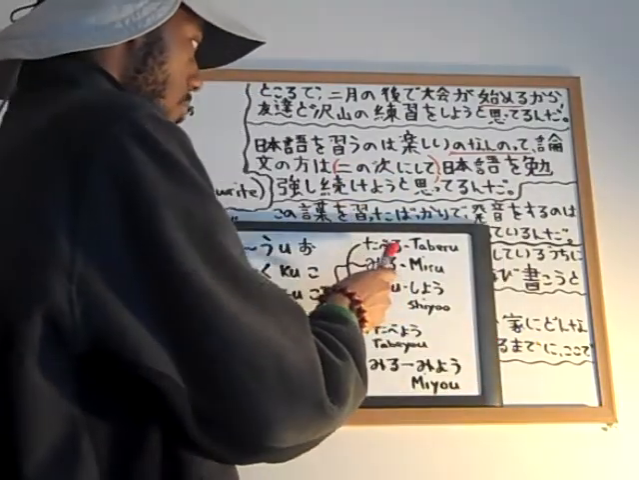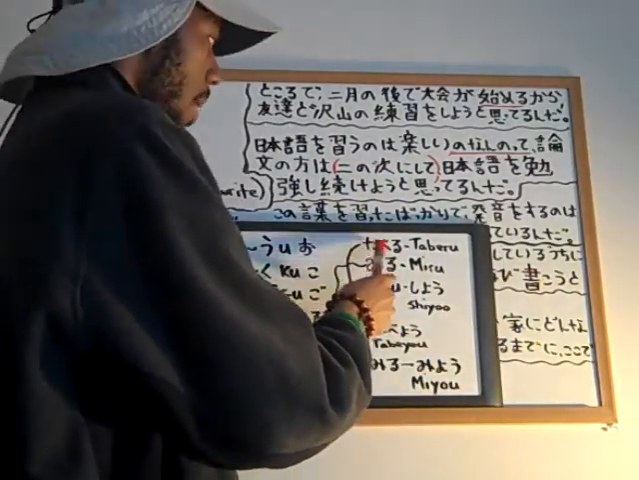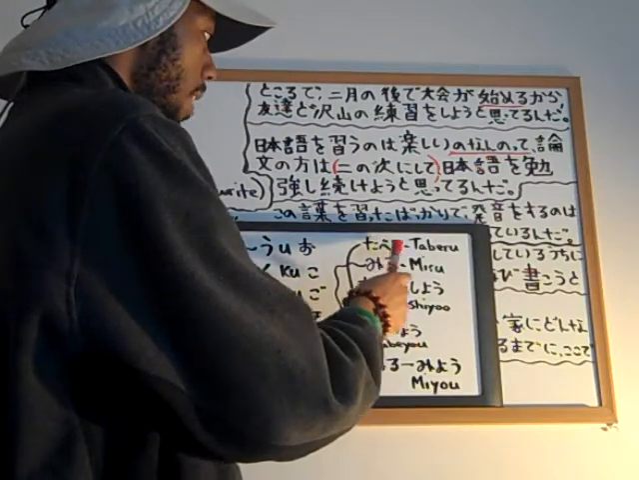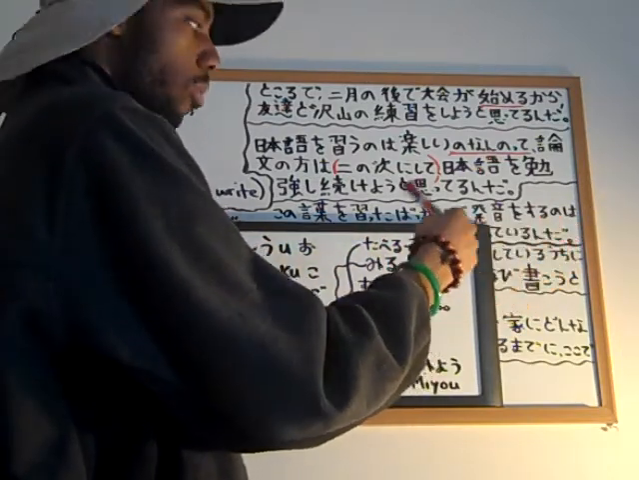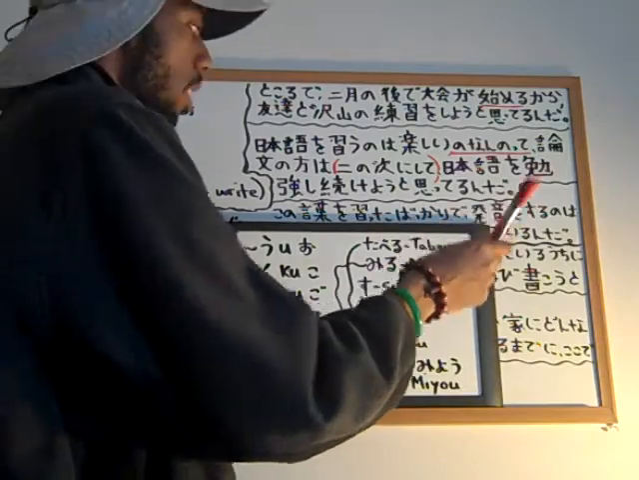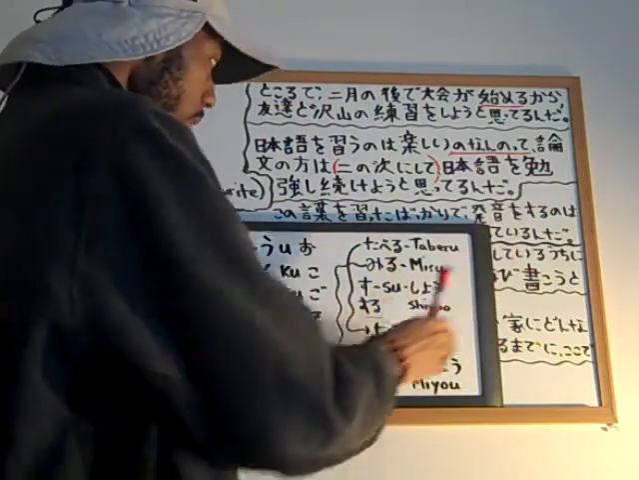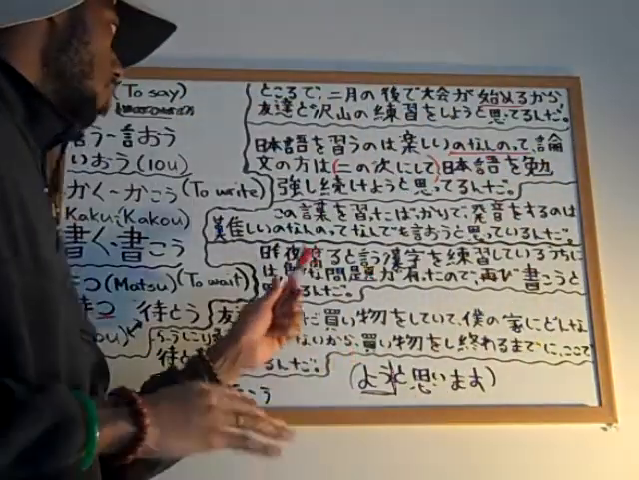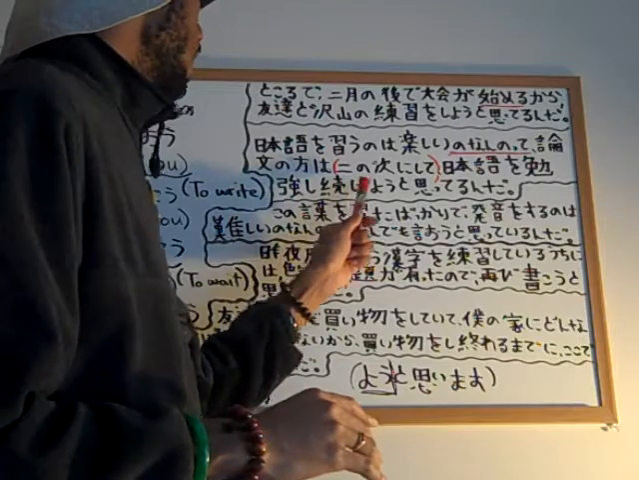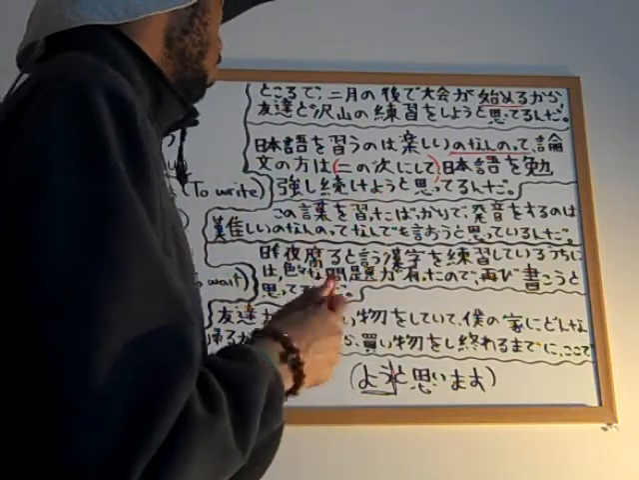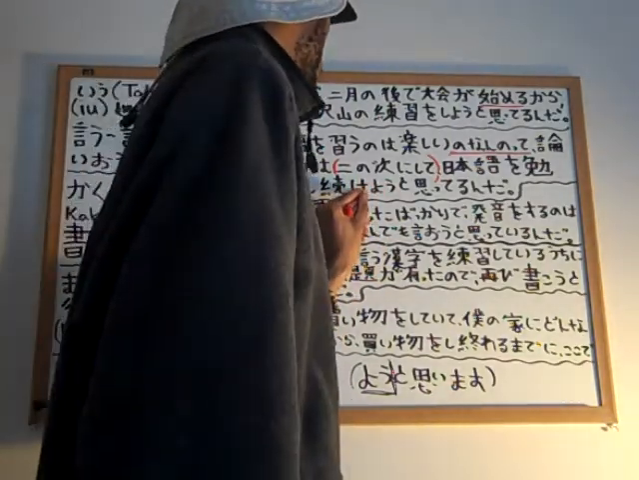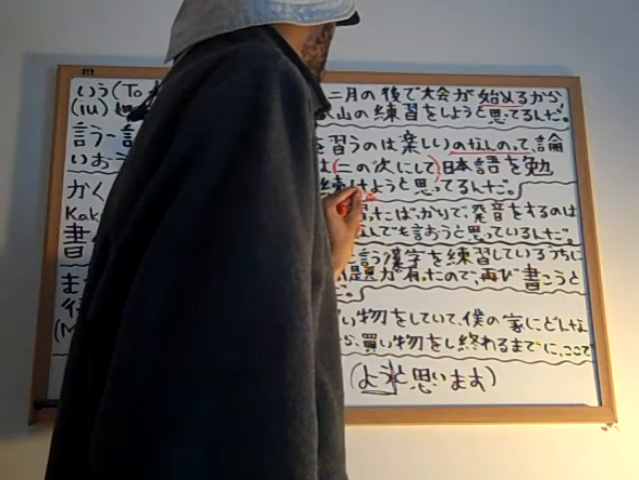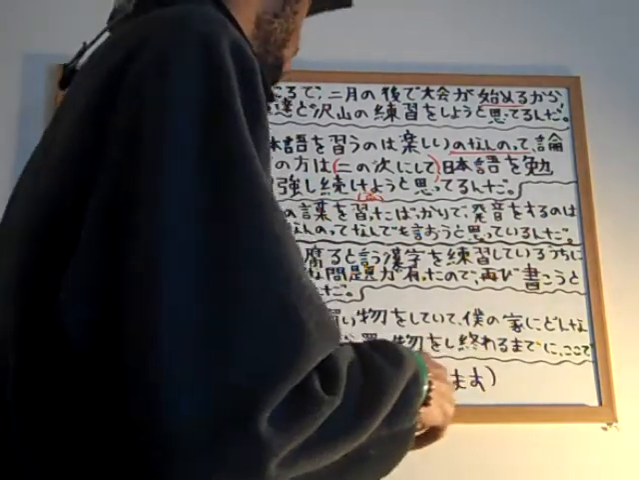Remember this? We had these verbs in ru. So taberu, miru. So tabeyo. We drop off the ru and add yo, tabeyo. So that's what happened up here with tsuzukeru. Tsuzukeru, we dropped off the ru and added yo. So tsuzukeyo. This is where tsuzukeru was before. It used to be here, but we dropped it off.